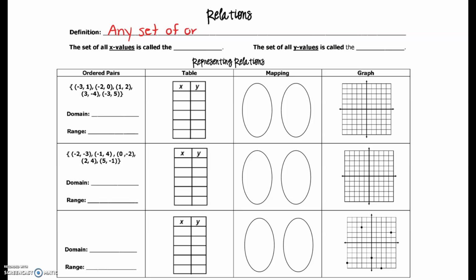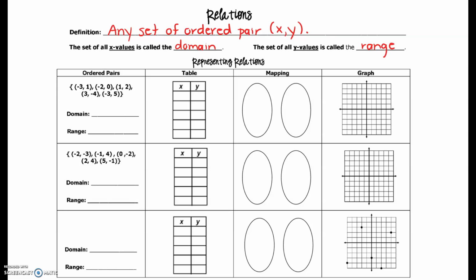And on the front of this page, we defined what an ordered pair looks like. And it basically is a set of x and y values that make up a graph. Now, we have x values and y values, and we give each of these sets a specific name. So the set of all x values is called the domain, and the set of all y values is called the range.